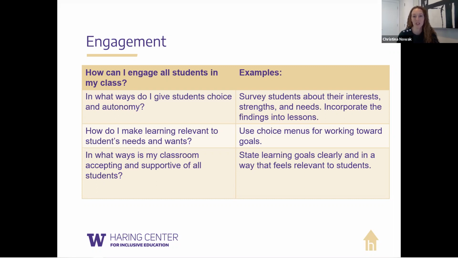Question 2 asks, how do I make learning relevant to students' needs and wants? One way to address this question would be to use choice menus for working towards goals. The last question provided asks, in what ways is my classroom accepting and supportive of all students? To answer this question, state the learning goals clearly in a way that feels relevant to students.